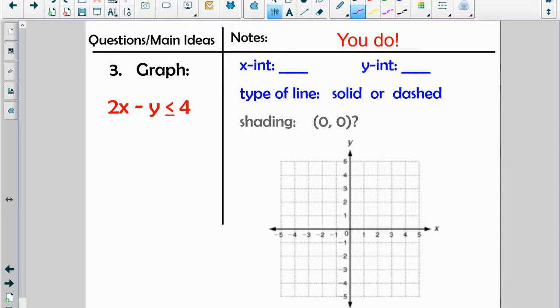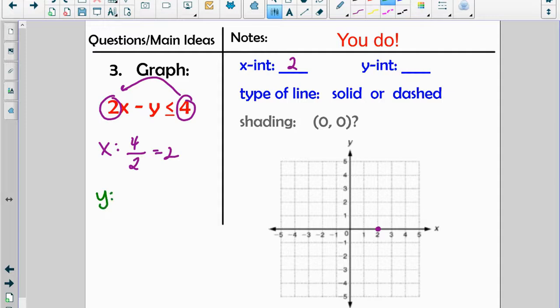So we're still going to start with the x and y intercepts, trying to find the location of where that boundary line is going to be. And it's always the same way. To find that x-intercept, I'm going to take the constant number, in this case 4, and divide it by the coefficient of x. 4 divided by 2 is 2. My x-intercept is 2. On my x-axis, I place a dot at 2.